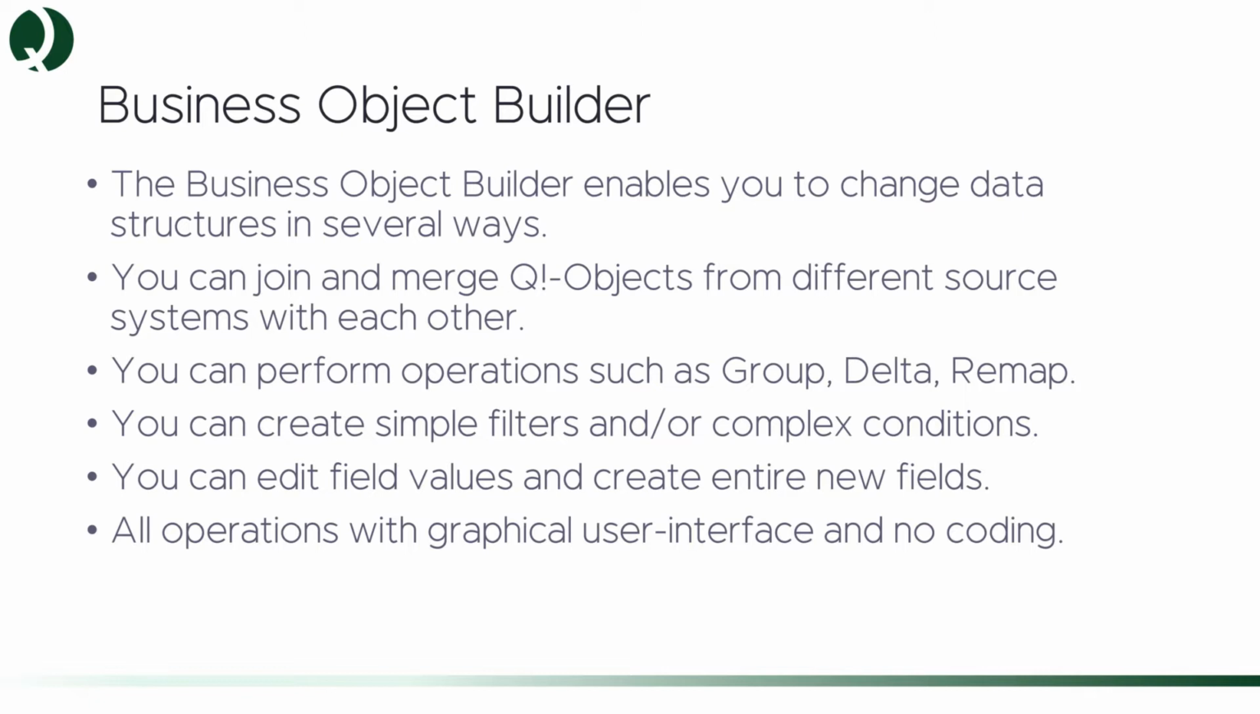This learning video will focus on demonstrating how to use the remap operation. With the remap operation, you will be able to update values in one or more columns. All operations within the Business Object Builder application can be carried out via a graphical user interface, which means that no coding is required from the user.